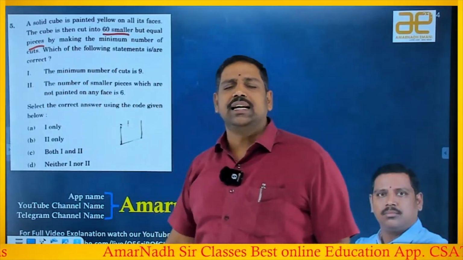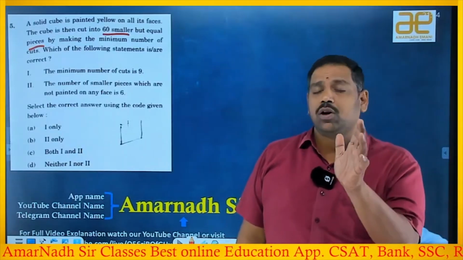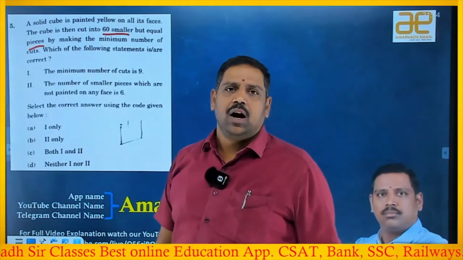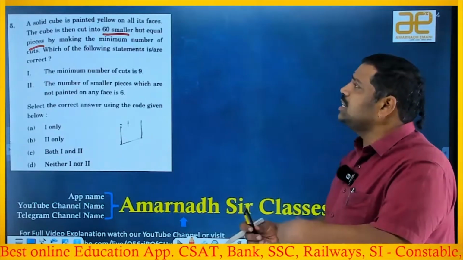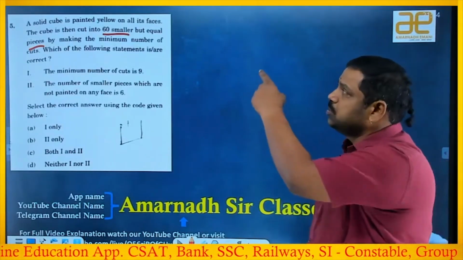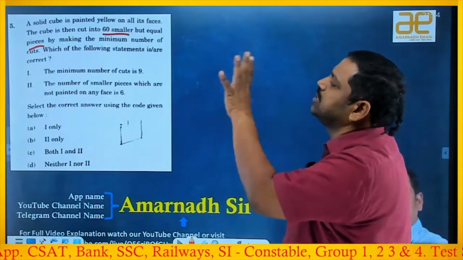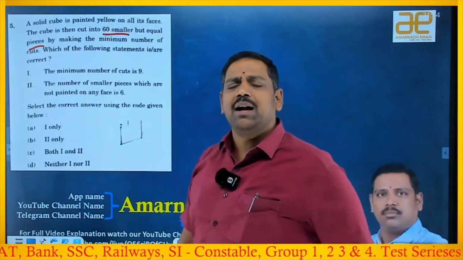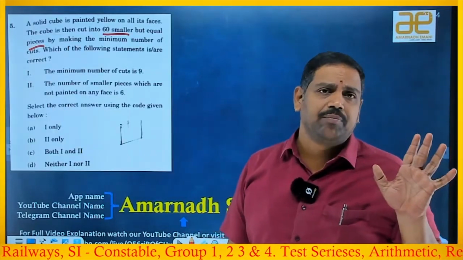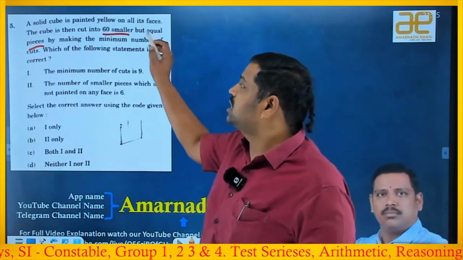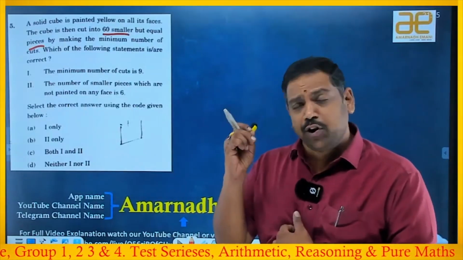Students will not think about what the examiner wants to say. They will simply go to a view that they have 60 smaller cubes. He has not specified it is cubes. 60 smaller pieces of equal size. Equal size means the dimensions are equal or the volumes are equal, that's it. The dimensions are equal, perfectly speaking. But he is not specifying that those 60 are cubes.